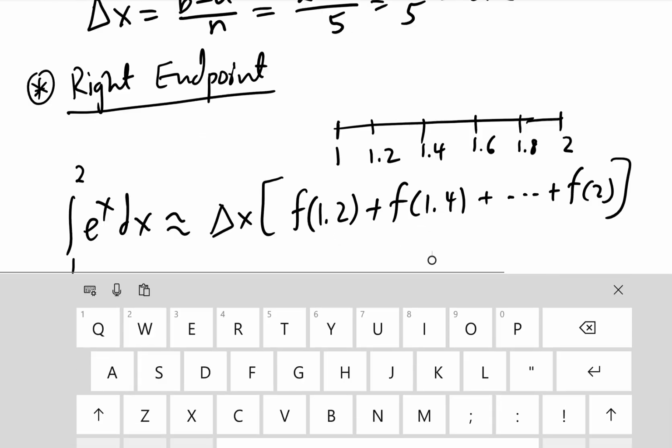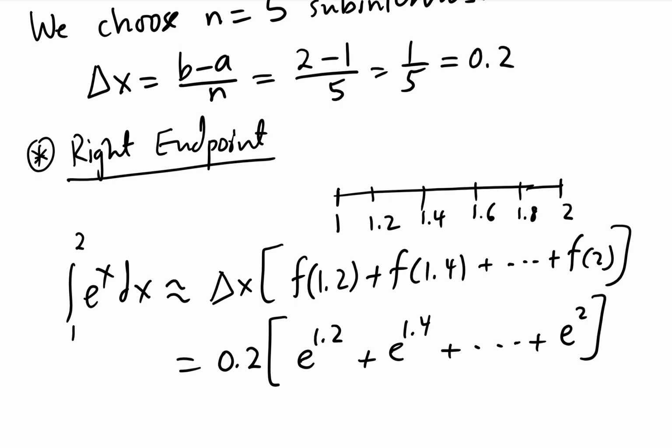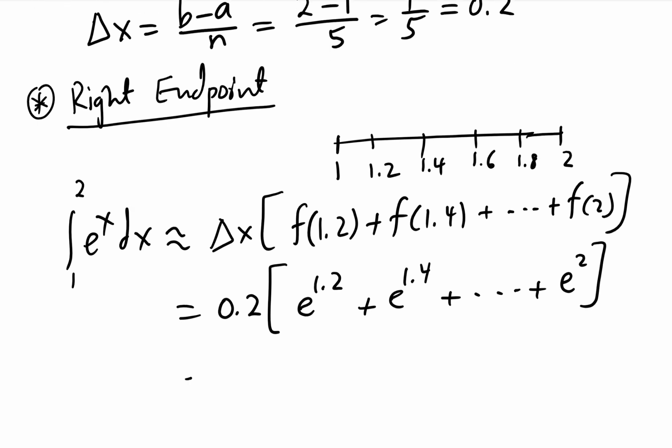So delta x, we found it to be what? 0.2. This one, it's e to the 1.2, e to the 1.4, all the way to e squared. And if you put that on the calculator, that gave me 5.153410575.